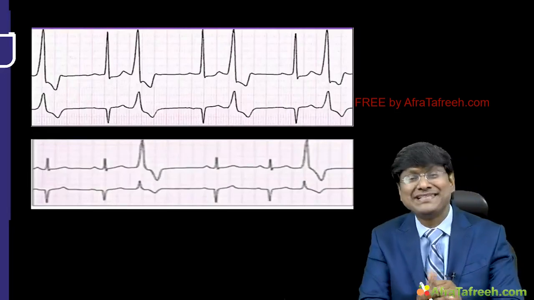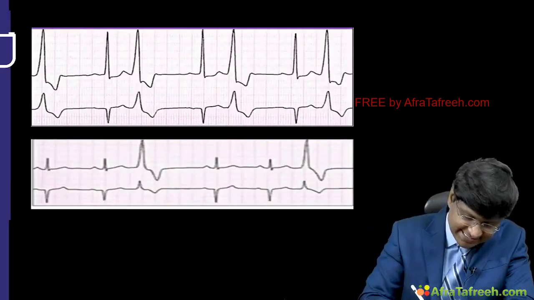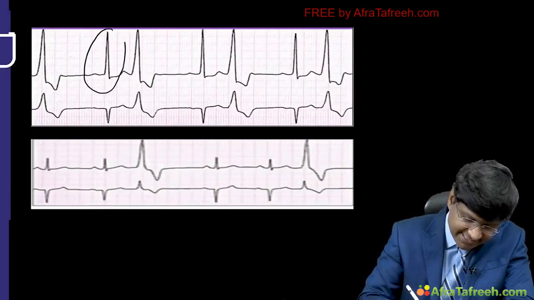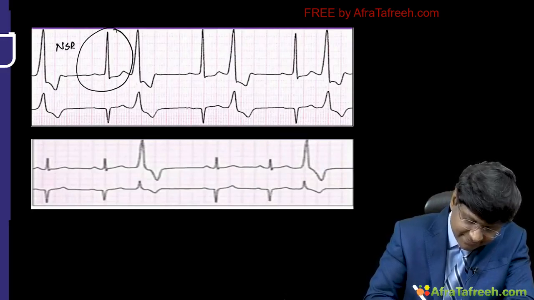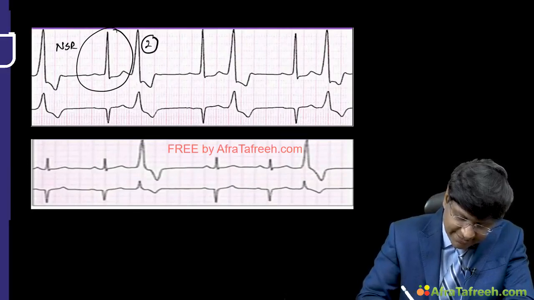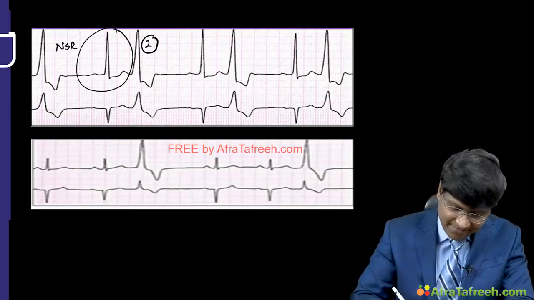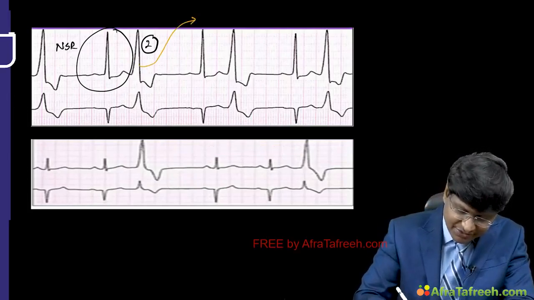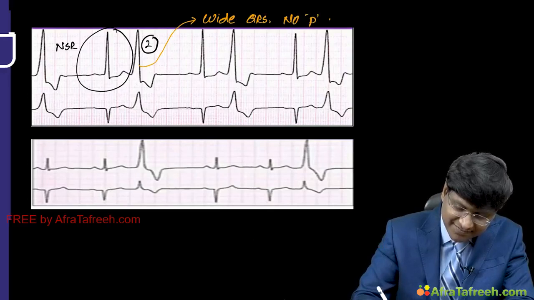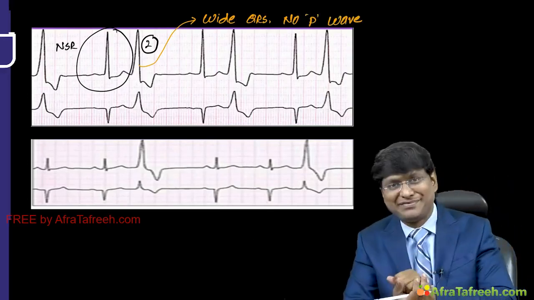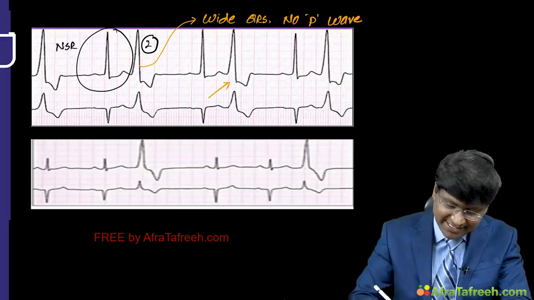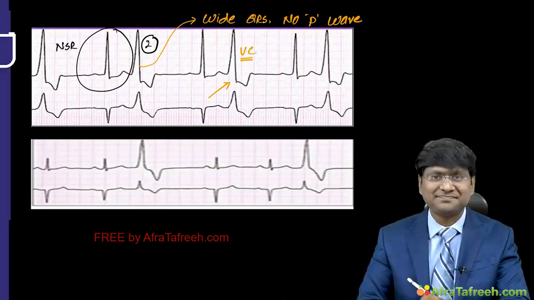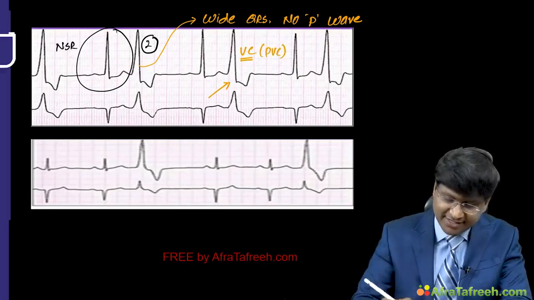Then, you see this particular ECG strip. This complex we consider as the complex of normal sinus rhythm. But if you take this second complex, what is the abnormality you are observing? The abnormality is that there is a wide QRS complex and there is no P wave. So where do you come across wide QRS complex and no P wave? You come across this in case of ventricular complexes, and we call it premature ventricular contraction.